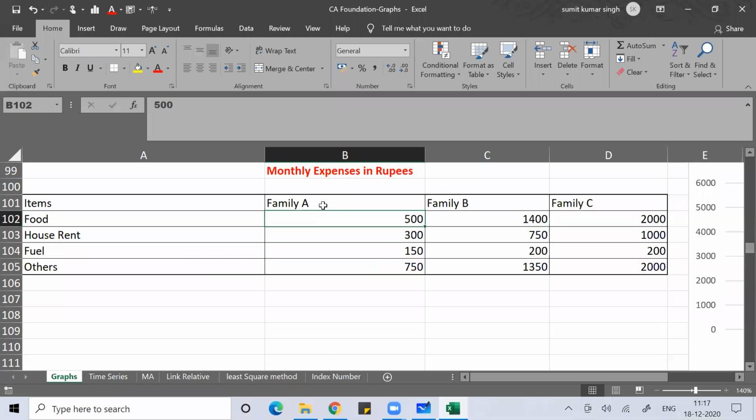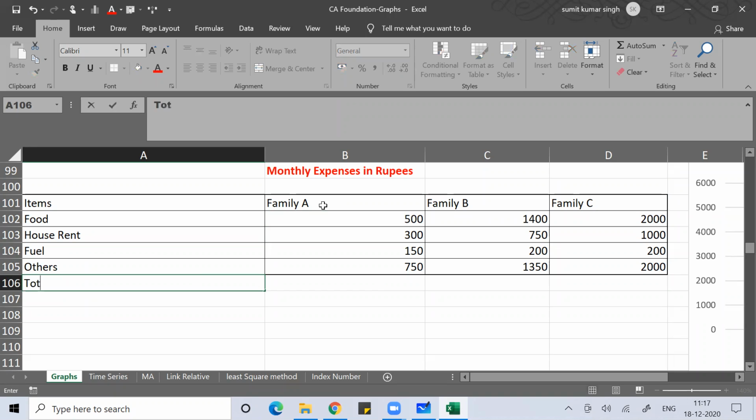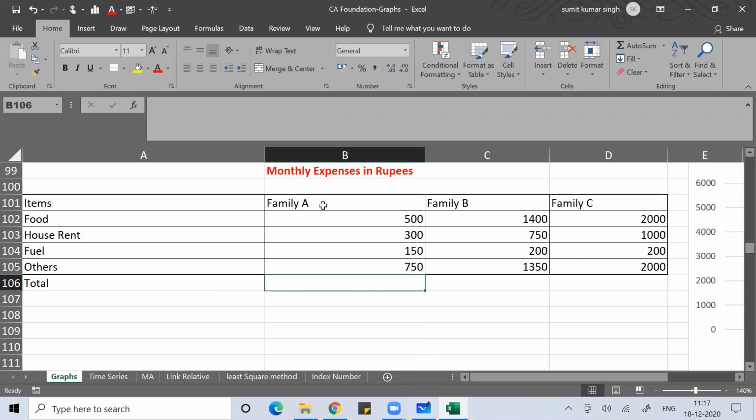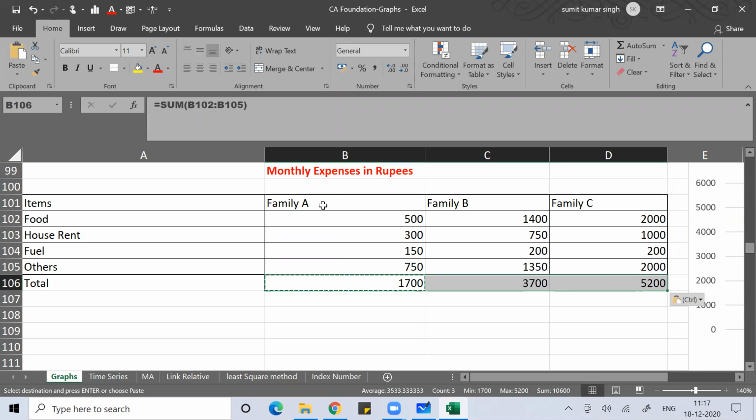Like that, there are families A, B, and C. What is the way families A, B, and C spend money? That is what is given to you. They can spend money on food, or by paying rent, or on fuel, or on other components. So I can do the total of this.